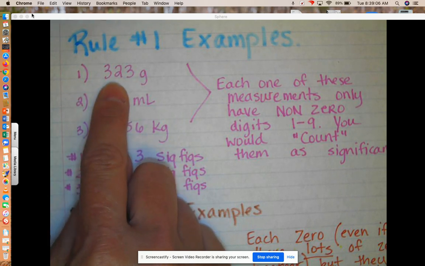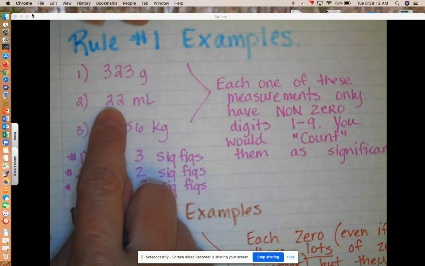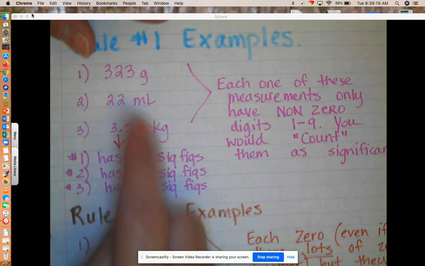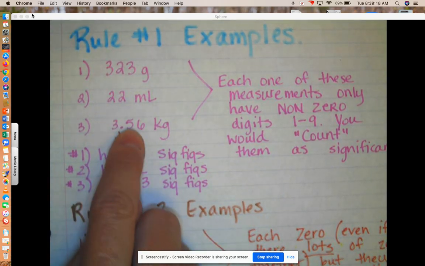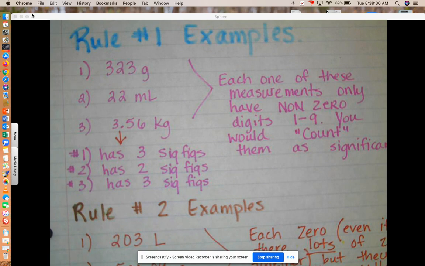So how many sig figs are here? 3. This is a number and this is a number, so they both count. So this measurement has how many sig figs? 2. This is a number, this is a number, this is a number. Again, they're all numbers. They all count. So this measurement has 3. Right, so that's first rule. Everybody's good with first rule.